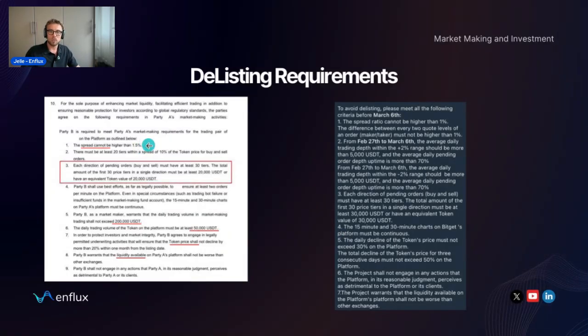So spread, quite obvious, cannot be over 1.5%. There need to be at least 30 orders on the book. In each direction, so both buy and sell sides, there need to be at least $20,000 on the book at any given point. Right now, this is 30 on BitGet. That means you need minimally 30 to 50, 60K in balance on the account.